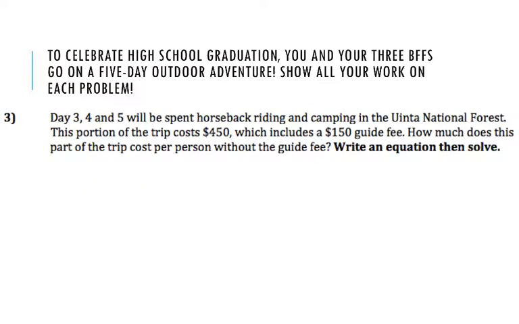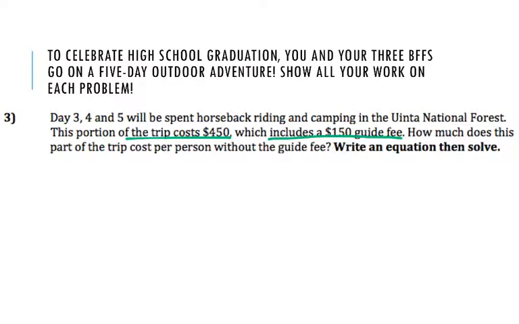Number 3. Day 3, 4, and 5 will be spent horseback riding and camping in the Uinta National Forest. This portion of the trip costs $450, which includes a $150 guide fee. How much does this part of the trip cost per person without the guide fee? Write an equation, then solve. So let's go ahead and identify all the important information. We're doing days 3, 4, and 5. This portion of the trip costs $450. It includes a $150 guide fee.